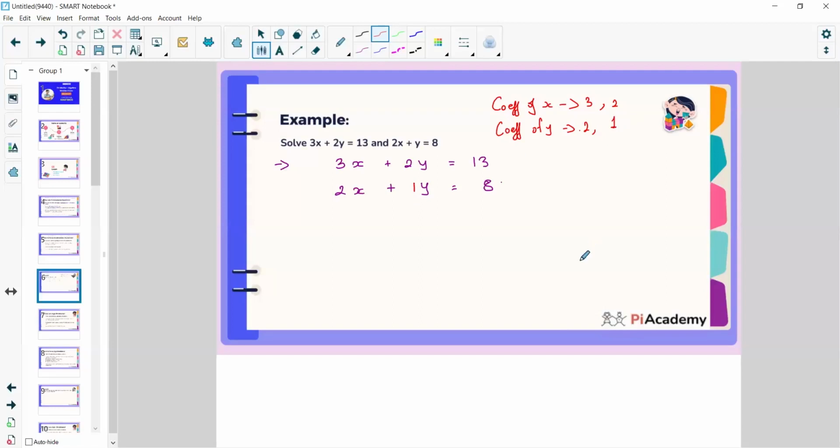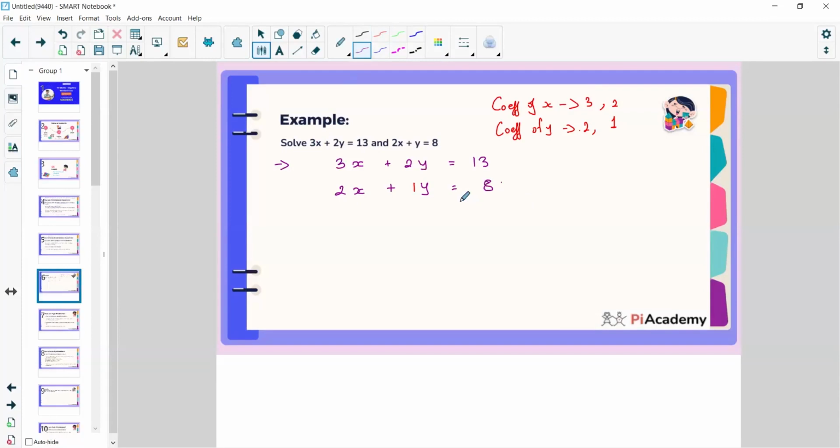Now what I need to do is make either of the coefficients same. So I can either make the coefficient of x the same or the coefficient of y the same. So if you notice, how can I possibly make the coefficient same? Which coefficient should I choose? Yes, Misha? I think y, because you can double the bottom equation. Very good. 4x plus 2y equals 16. Excellent. Very good, Misha.